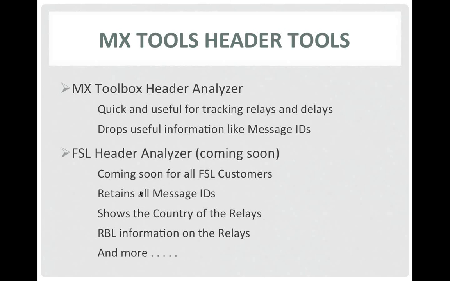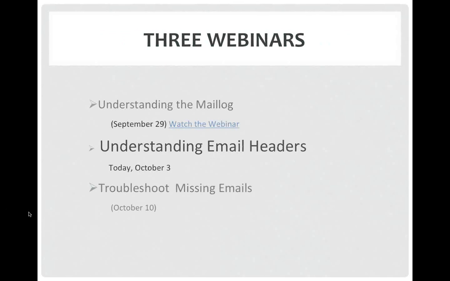In any event, what's coming soon is we're going to come up with a new mail header analyzer that retains all the message IDs and actually analyzes information that we have in the header that we can use. We can do things like show the country IP of the relays. We can show RBL information on the relays and a lot more. So stay tuned. We'll be making an announcement in the not terribly distant future.